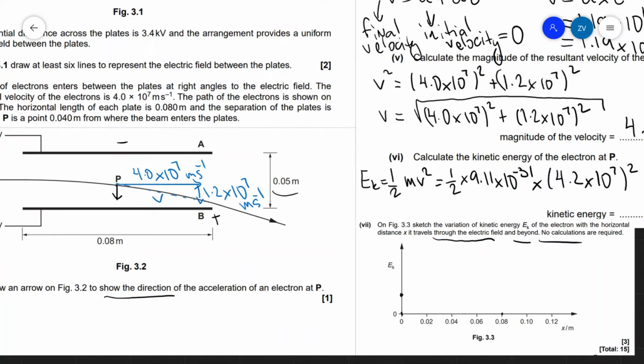Now let's go through the last question. On figure 3.3, sketch the variation of the kinetic energy of the electron with the horizontal distance traveled as it travels through the electric field and beyond. No calculations are required.